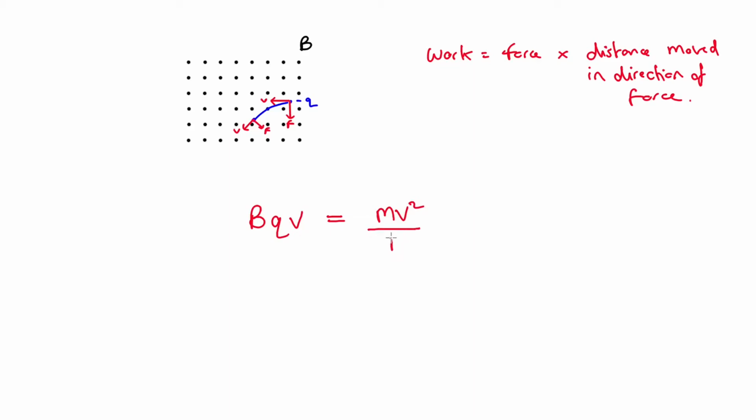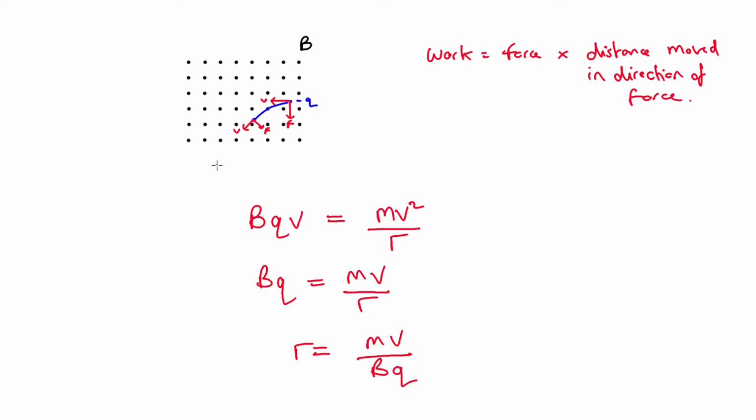Now we know that centripetal force is given by mv squared over r. What we can do is cancel a v on either side. We can say BQ is mv over r, and therefore the radius of the path is mv over BQ. So let's say we had increased the speed of the particles by, let's say, increasing the accelerating voltage. The electrons travel faster, v is larger. What that means is we will increase the radius of the path as they move through the magnetic field. In other words, r is proportional to v. Doubling the speed of the particles will double their radius.